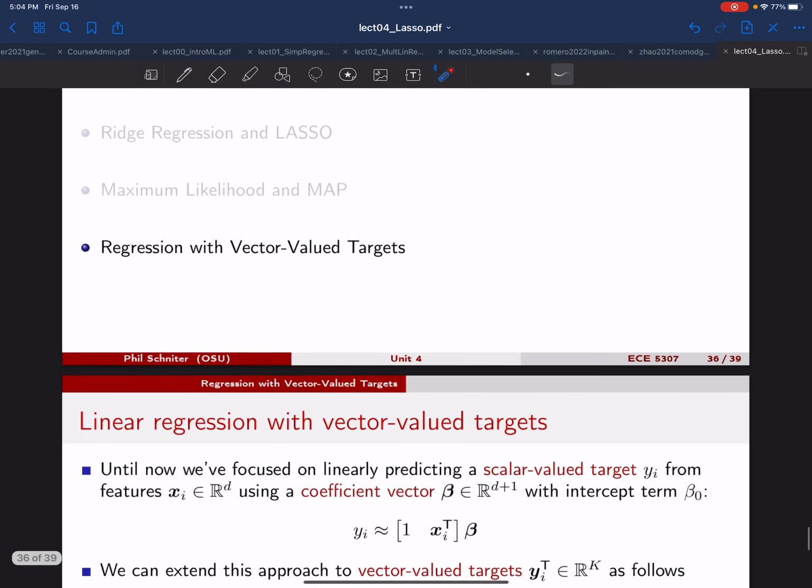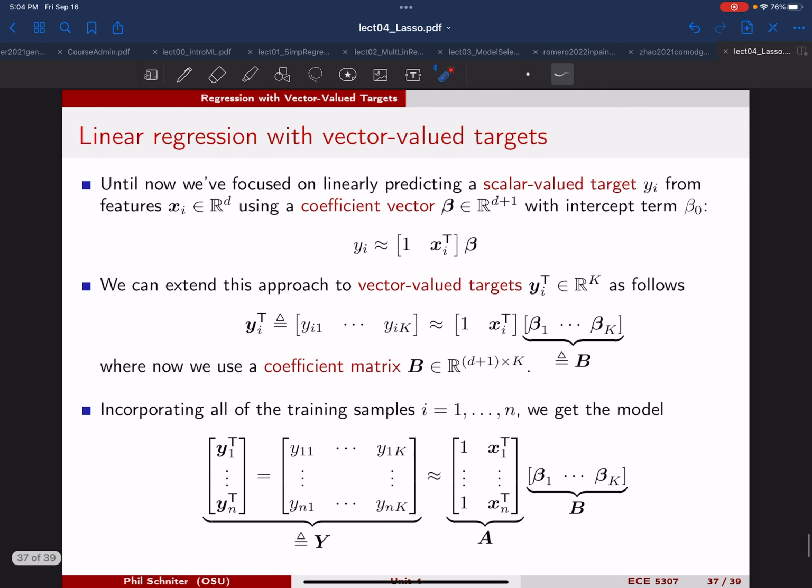Okay, so one last topic, very briefly: can we do linear regression with multiple targets? Until now, we've only focused on one target, maybe many features, but a single target y. Many examples over training data, but just one thing we're trying to predict. So now the idea is, we're going to predict k different things using the same features.